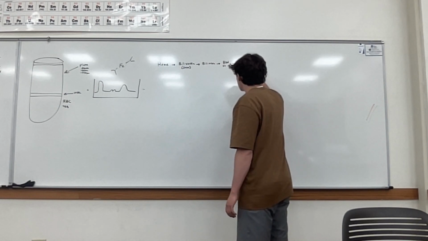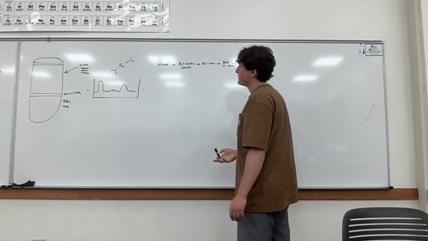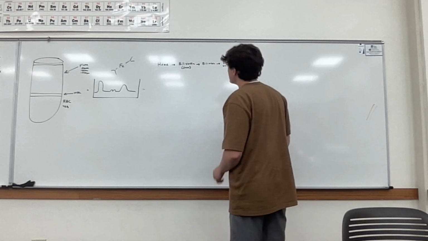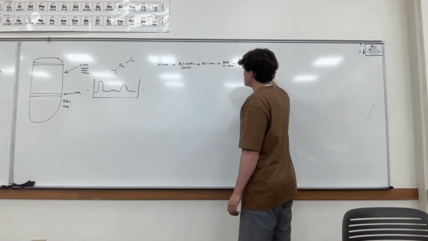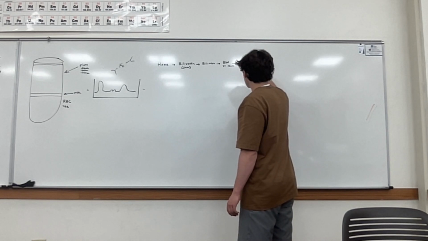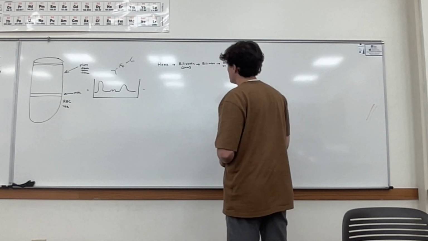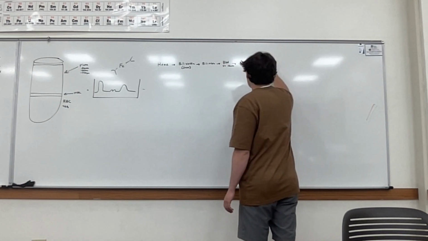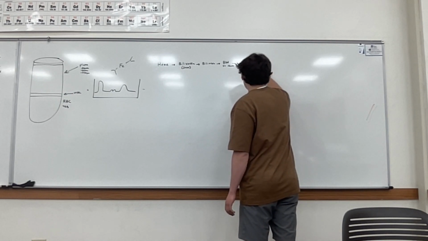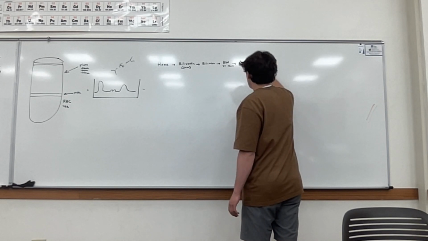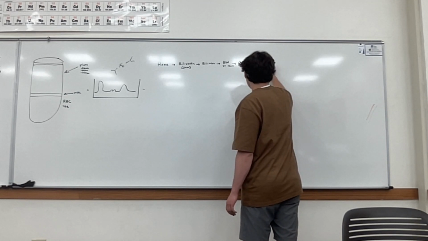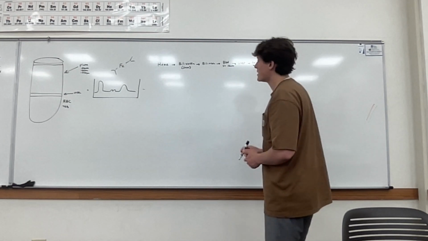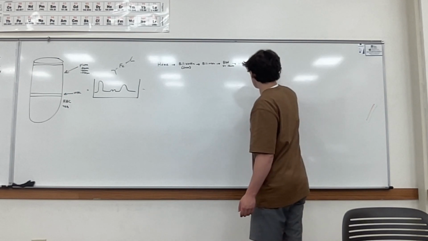And eventually we go to the liver. And the liver filters things out, but the main thing that it does is it puts this sugar called, I believe it's glucuronic acid, on our bilirubin. And then from there we go to the gut.